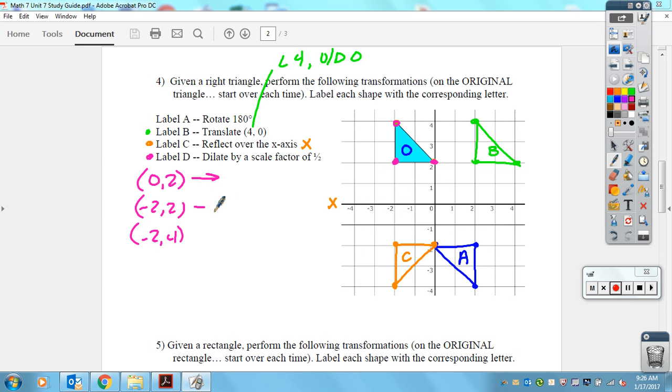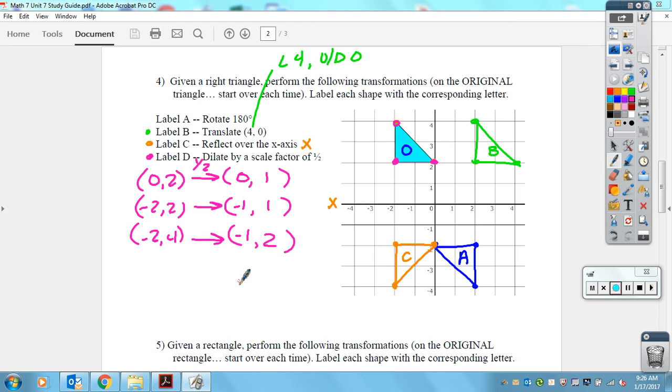It's a dilate by a scale factor of 1/2. It's pretty easy. We just multiply all of them by 1/2. Half of 0 is 0. Half of 2 is 1. Half of negative 2 is negative 1. Half of 2 is 1. Half of negative 2 is negative 1. Half of 4 is 2.